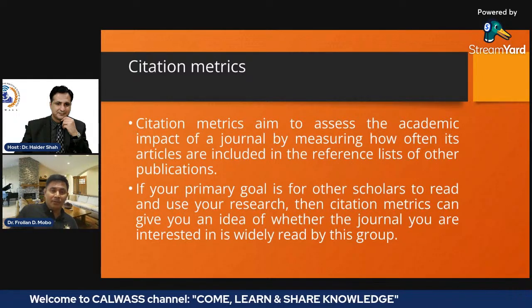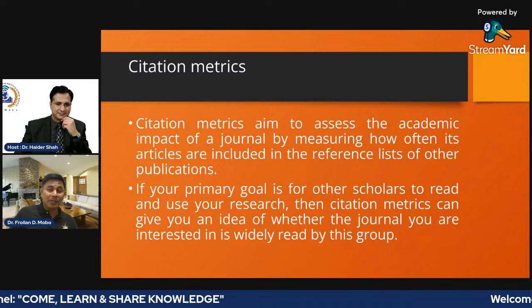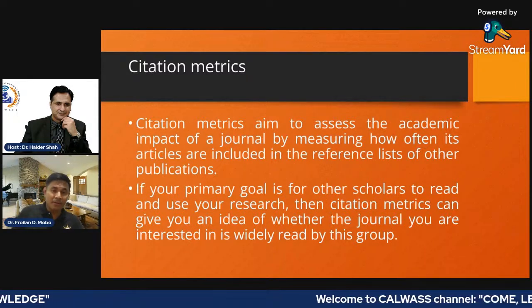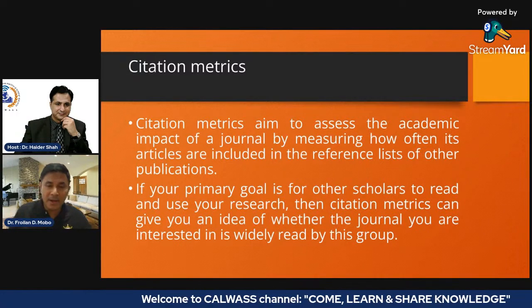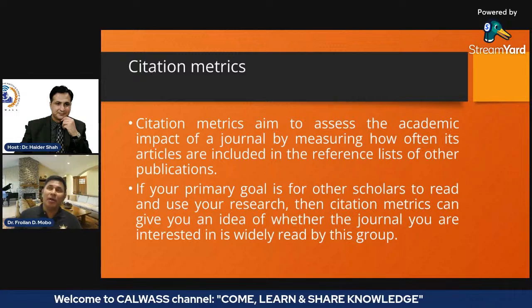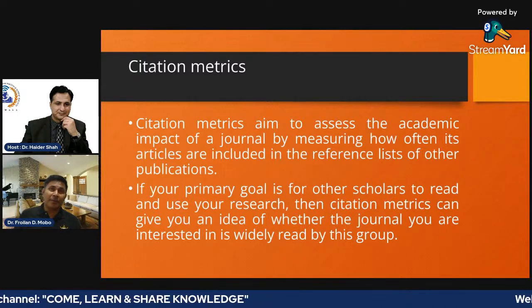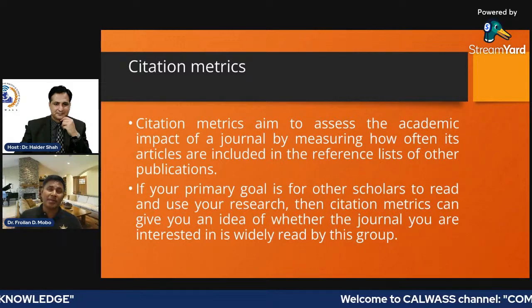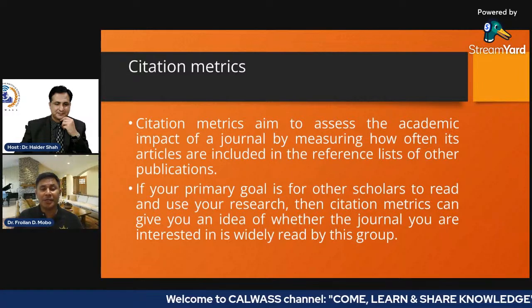So of course, citation metrics can assess the scholarly work of a scholar. It can measure how often the articles are being included in the reference list of other publications. For example, if your paper is published in a highly reputable journal and it's indexed in Scopus or Web of Science, definitely it will give you the number of citations for each index.